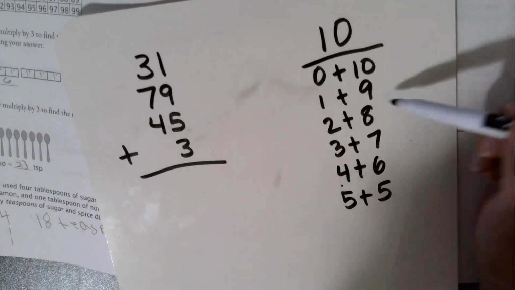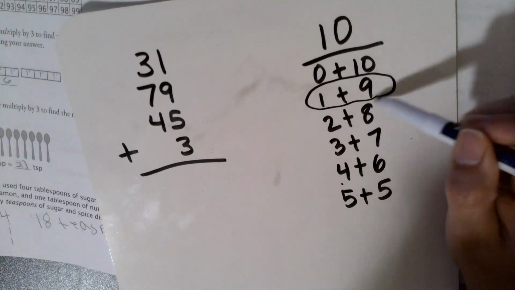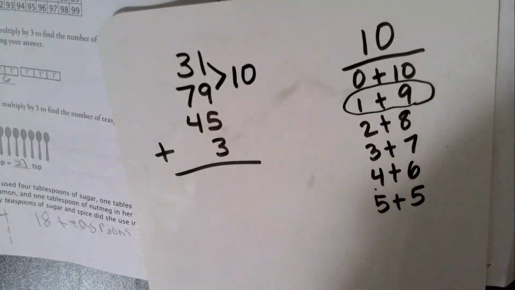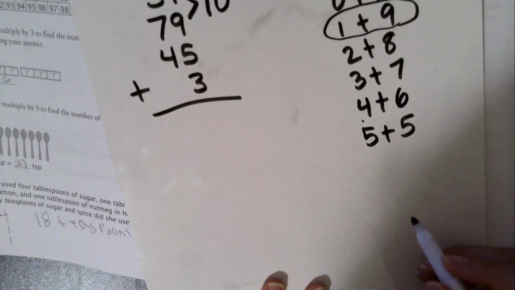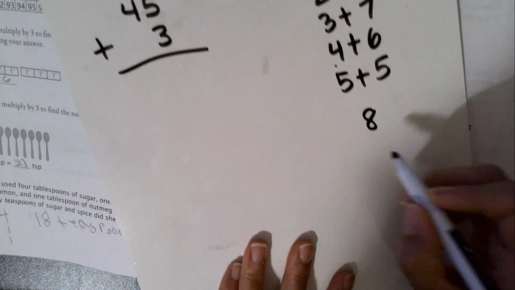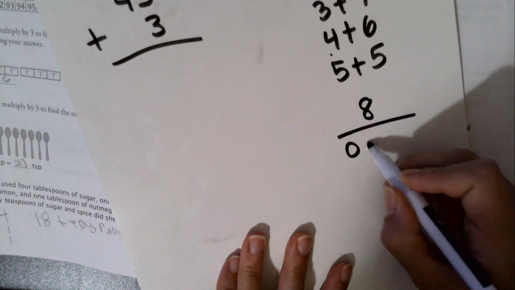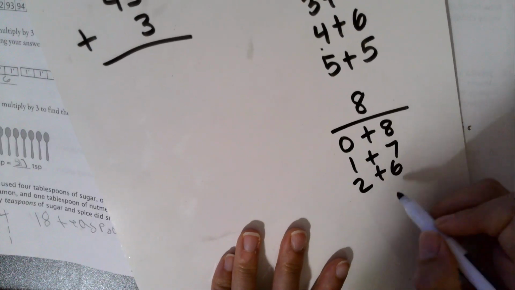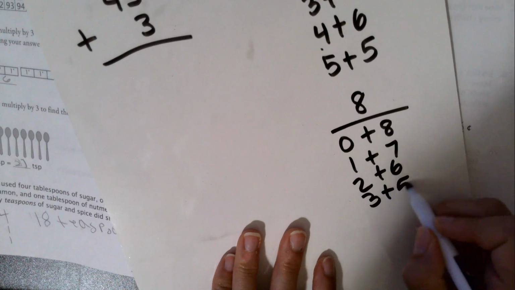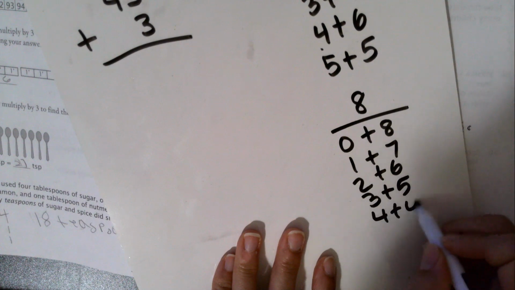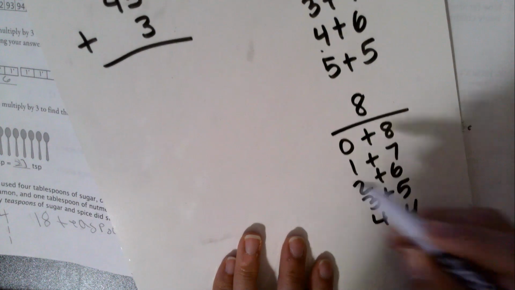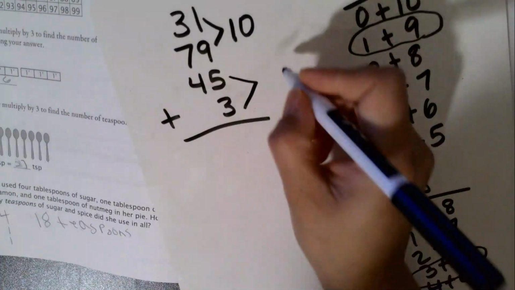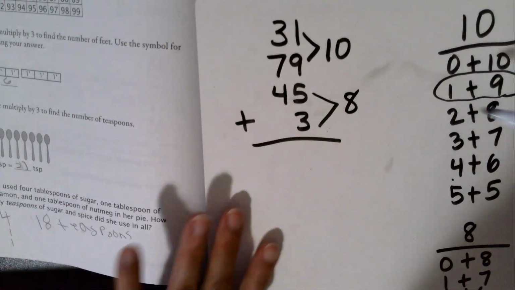So if we look here, we know that 9 and 1 equal 10. So then we put these together because that's a 10 right there. Okay, if we know our other facts, if we know our 8 facts, then we know that 3 and 5 right here are going to give us 8. Okay, so we know that that's 8. And then this is 18.